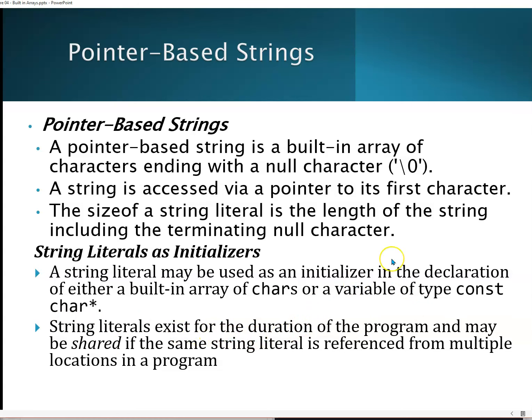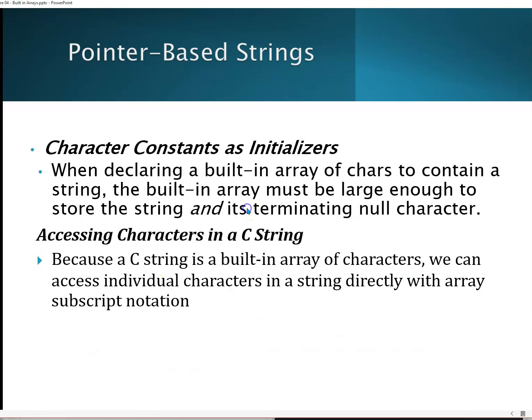String literals exist for the duration of the program and may be shared if the same string literal is referenced from multiple locations. That's what the compiler does to make things work a little faster. Character constants can be used as initializers. When declaring a built-in array of char to contain a string, the built-in array must be large enough to store the string and its terminating null character.